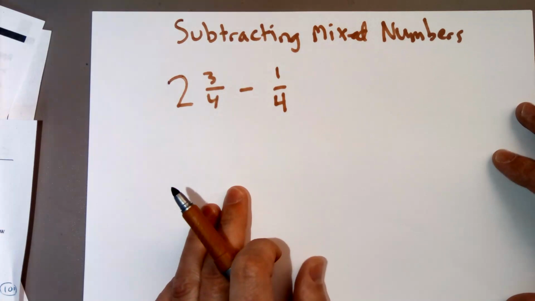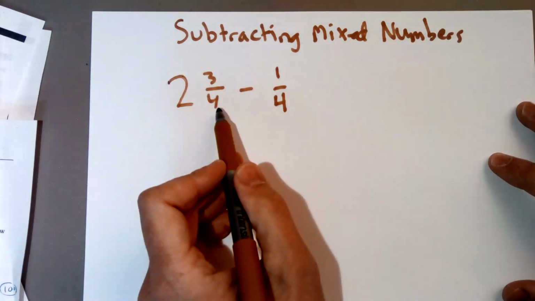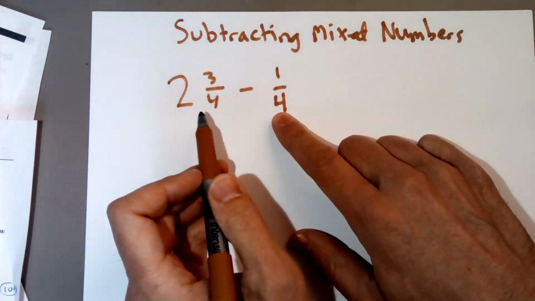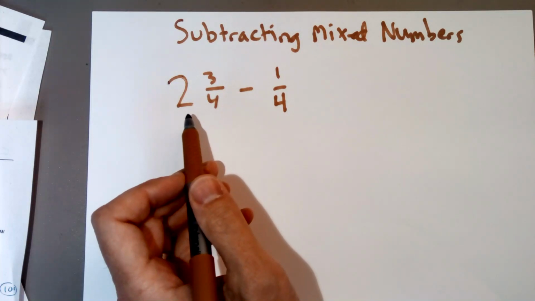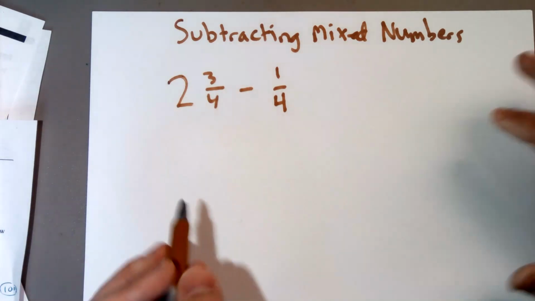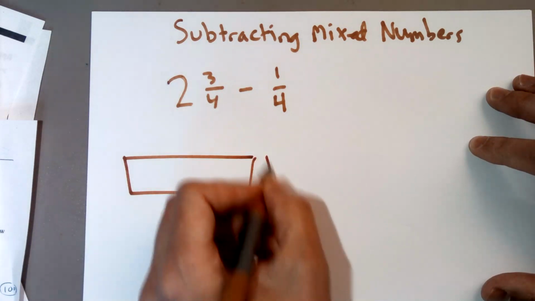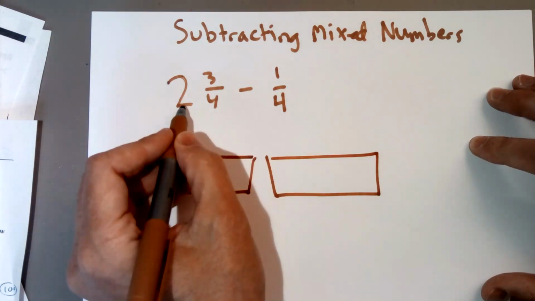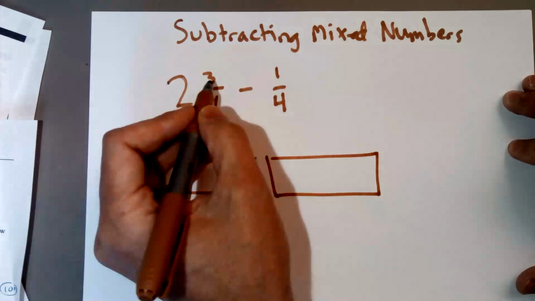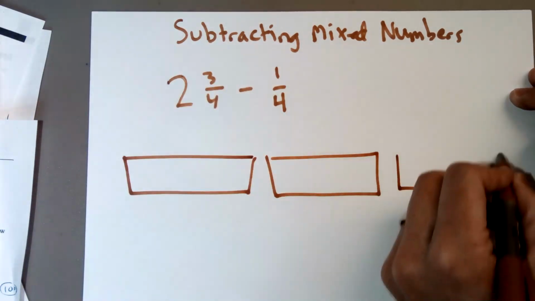Now, just like adding mixed numbers, you can start by just subtracting the fractional parts and then dealing with the whole. This is a pretty easy one. I'm just going to show you on a model what this looks like. I'm going to make 2 wholes, 1, 2 wholes, and then 3/4 of another whole.